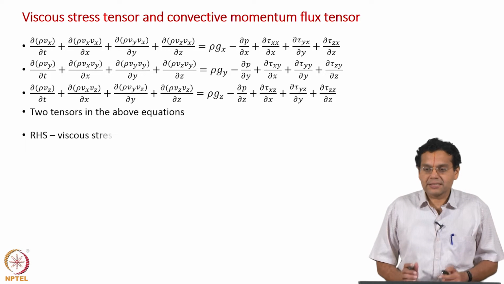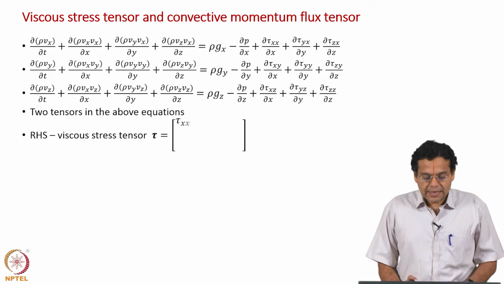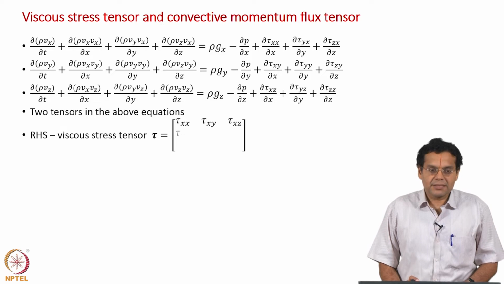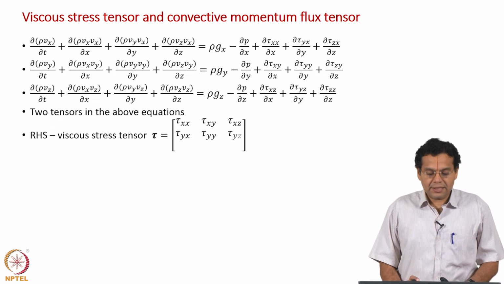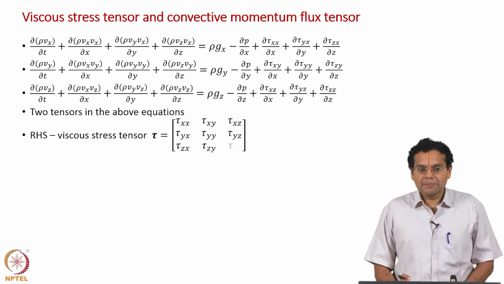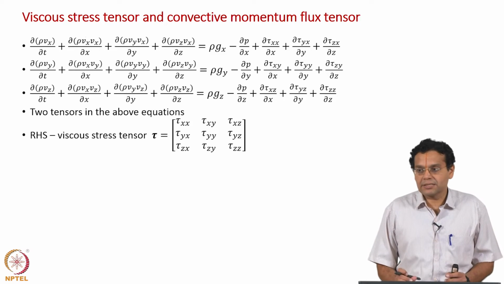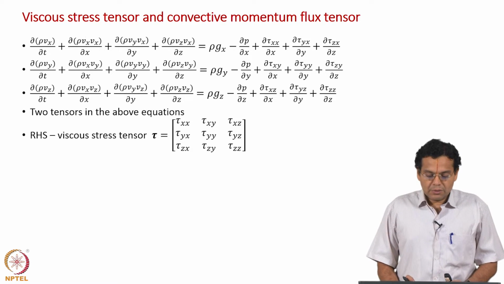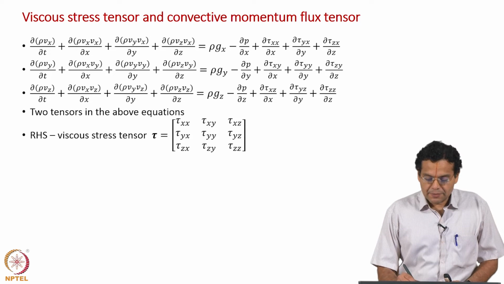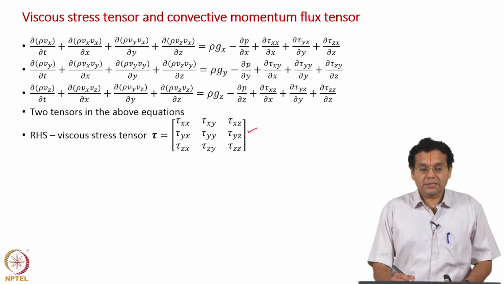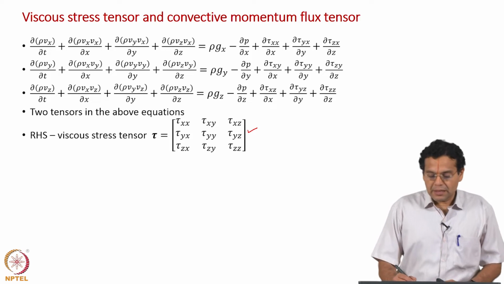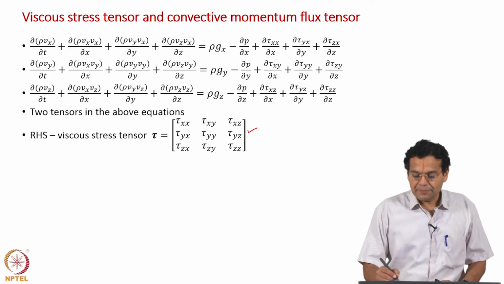On the right hand side, let us start with something known to us. On the right hand side we have the viscous stress tensor. Earlier we discussed this as the stress tensor for solids. Now we are discussing this as the viscous stress tensor for fluids. The components of the stress tensor are known to you. Let us look at the stress tensor on the right hand side.